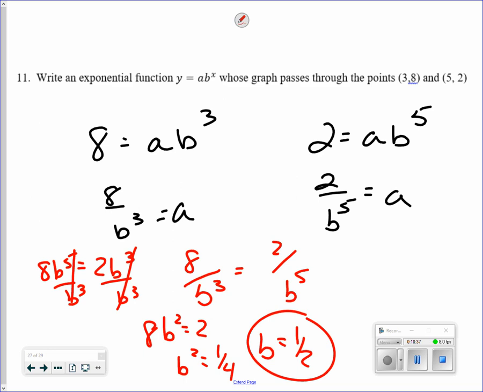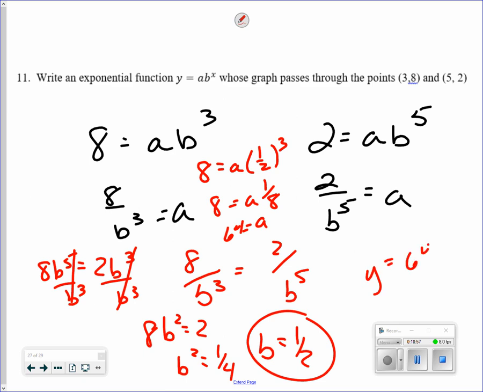Now, going back up here into either one of these two problems, I now am going to put b equaling 1/2 in. So let's say I use this one, I don't have a lot of space. A is equal to 1/2 cubed, which is 1/8. So multiply, I get a to be 64. So writing the equation, y would equal a b to the x. So there'll be one of those on your test.